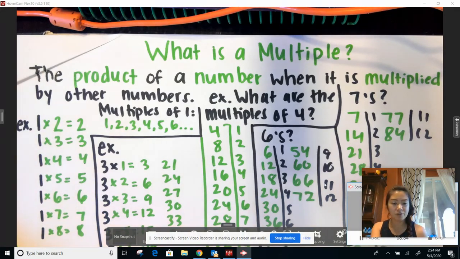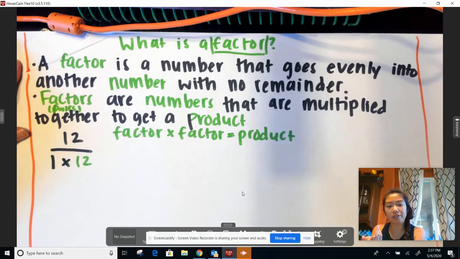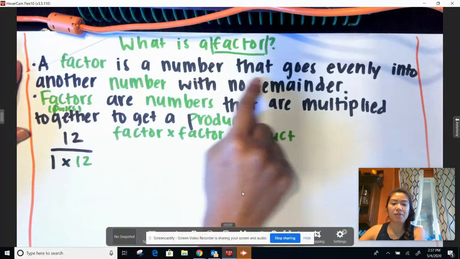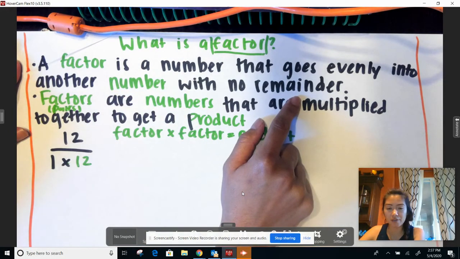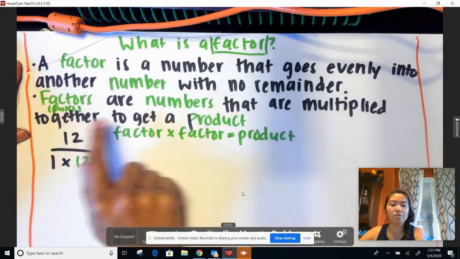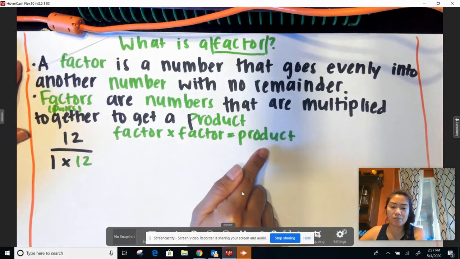We're going to go ahead and move on to factors. What is a factor? All right, so we've gone over what a multiple is. Now let's do the inverse of that, which is a factor. A factor is a number that goes evenly into another number with no remainder, okay? Or another way to put that is factors or factor pairs are numbers that are multiplied together to get a product. So we have factor times factor equals product, okay?